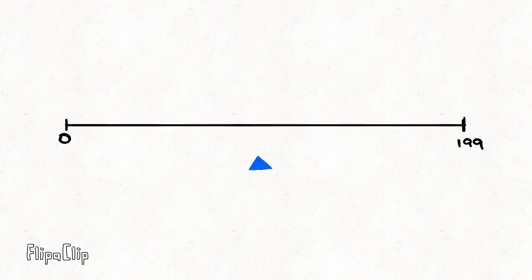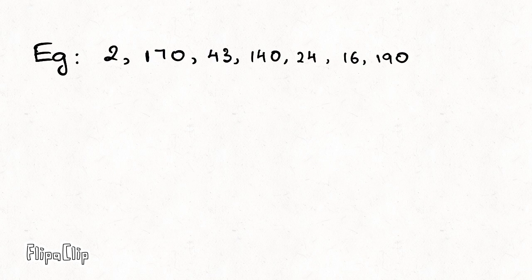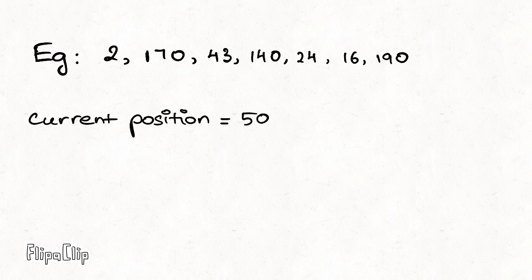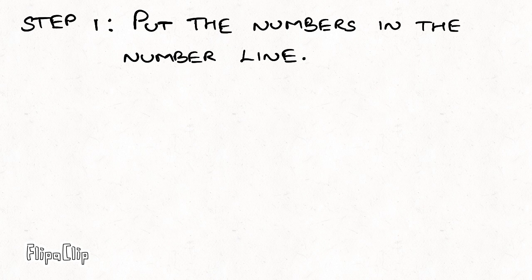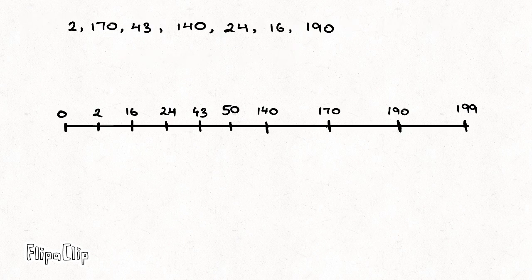In first come first serve, as the name suggests, we will move the head towards whichever request arrives first. To explain, I'll take an example in which the order of requests is 2, 170, 43, 140, 24, 16, and 190. And the current position of the read/write head is 50. The first step, which is common for all the algorithms, is to put all these requests on a number line in ascending order, and I've done that as you can see on the screen.